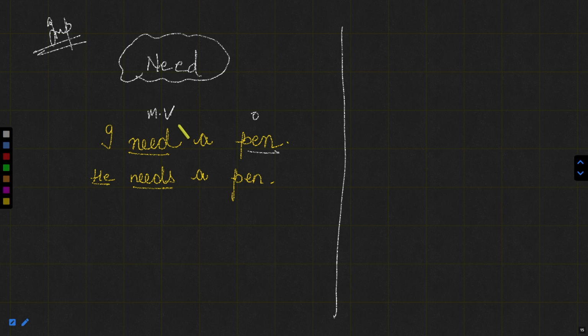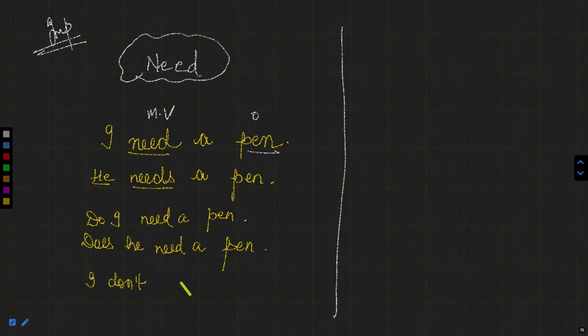Again, this need is a main verb. If I have to convert this given sentence into an interrogative sentence, how will it be? It will be like, do I need a pen? Again, this need is a main verb. Or does he need a pen? That is it. Or if I have to convert this into negative, what will I say? I don't need a pen. I don't or do not need a pen. Or he does not need a pen, like this. Now, this need over here is a main verb only.